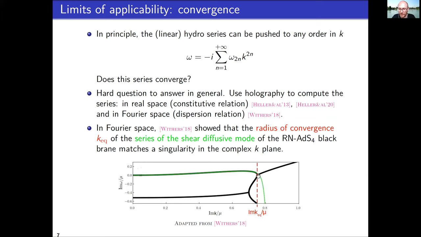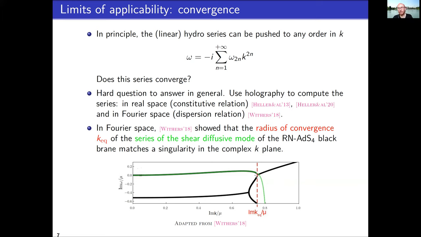So this collision right here tells you that at this stage, you cannot possibly be approximating your system with diffusion, because diffusion would only capture a single pole, so this guy, and not that guy. So your effective description has to break down here. And moreover, what he saw is that if he plotted the series of the dispersion relation for the shear diffusive mode, so this object right here that he had previously determined, on top of the exact location of the pole, then what you see is that the series converges up to this point.